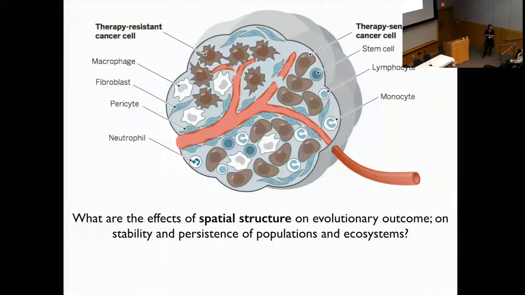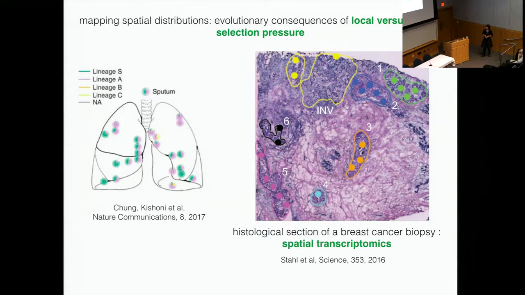So lately we've been very interested in trying to understand the effects of spatial structure in these types of systems, especially the role of spatial structure on evolutionary outcome and on the persistence of these populations. And we've been very interested in it especially because there's more and more data coming out that has better and better spatial resolution, and we can better map these types of spatial differences and spatial distributions.